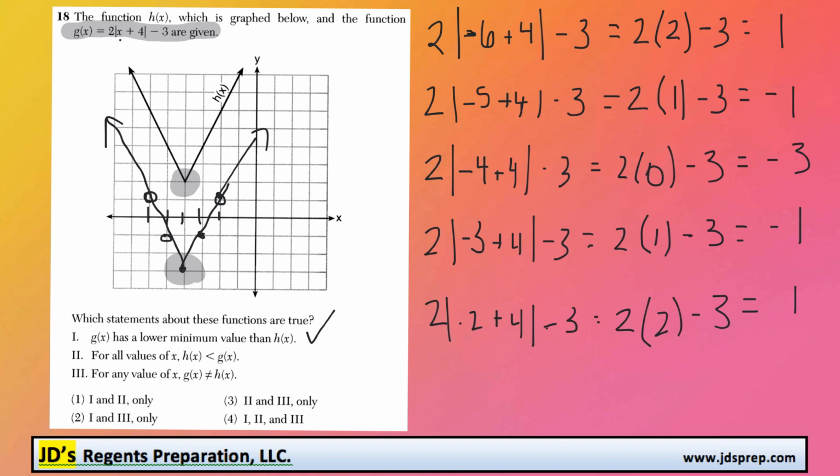Next one, it says for all values of x, h of x is always less than g of x. Now that's definitely not true. We can see that it's in fact the opposite. H of x is always greater than g of x, no matter where it is. So that's false. And then it says for any value of x, g of x is never equal to h of x. And we can see from the graph that that is clearly true. So in the end, it looks like the statements 1 and 3 only are true.